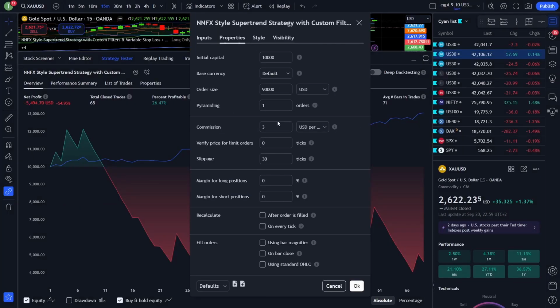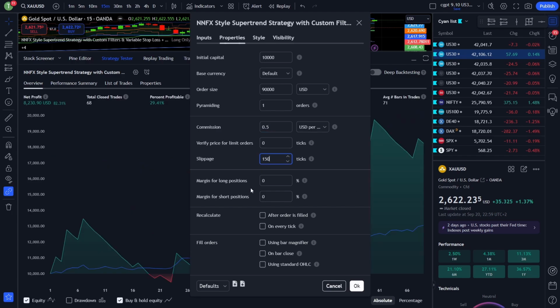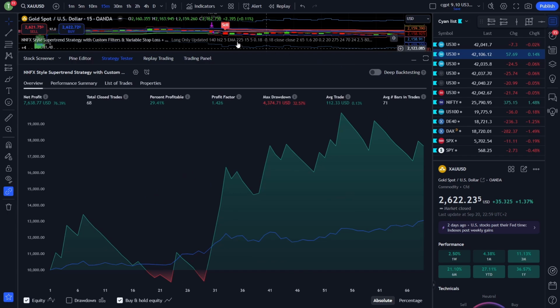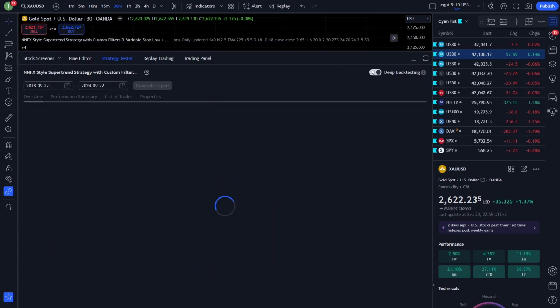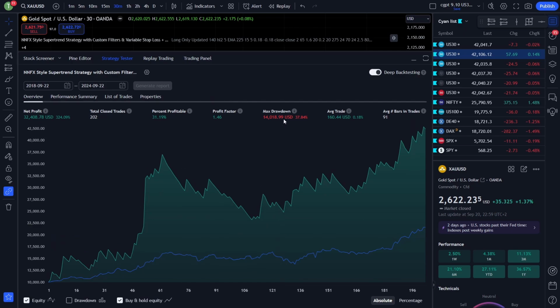For gold, we will need to change the commission. I use 0.5 USD per contract and 150 tick slippage. And with these values, I think on the 30-minute chart, it performs great. Yes. So it has a bit high maximum drawdown, around 37%, but it easily outperforms the buy and hold. It has 300% net profit and more than 200 trades.